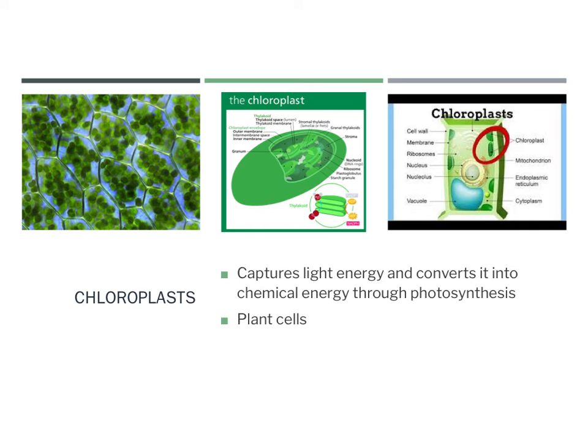Next is an organelle called a chloroplast. These are specific to plant cells. And so these just capture light and they convert it into chemical energy through a process called photosynthesis.